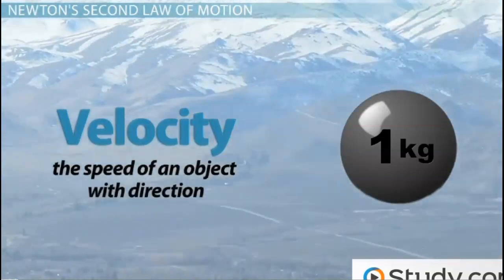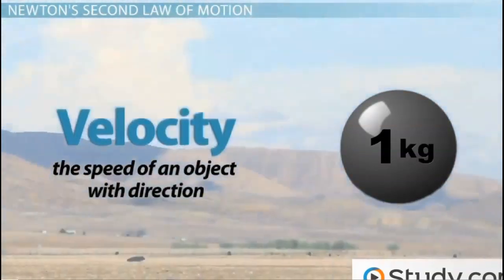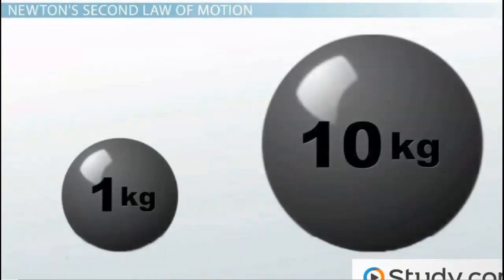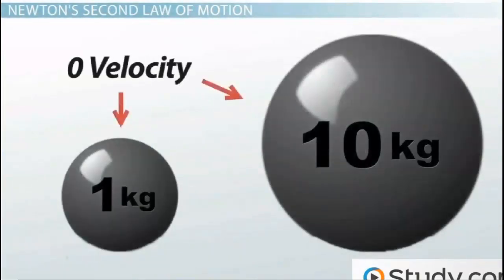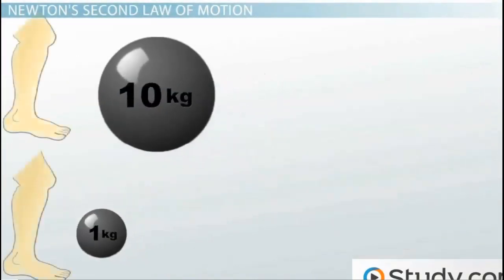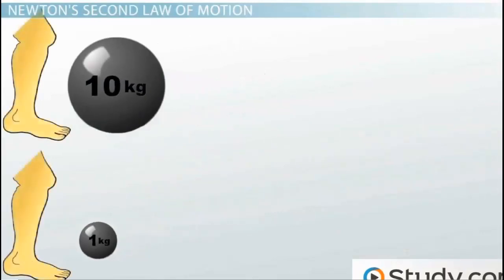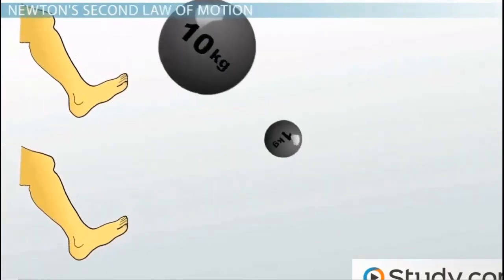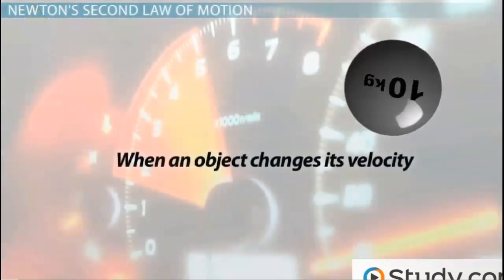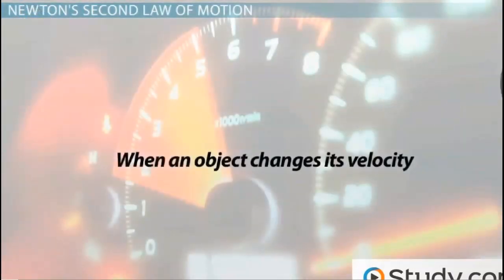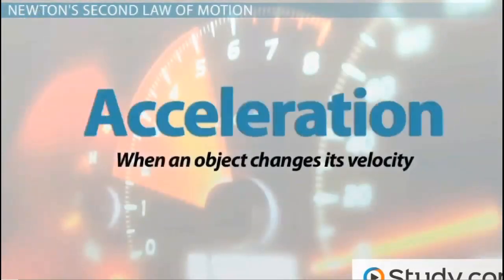respect to its direction. Objects at rest, for example the balls you see on the screen, have zero velocity. Once kicked, the ball's state of motion changes. In other words, its velocity changes. When an object changes its velocity, it has what we call acceleration.